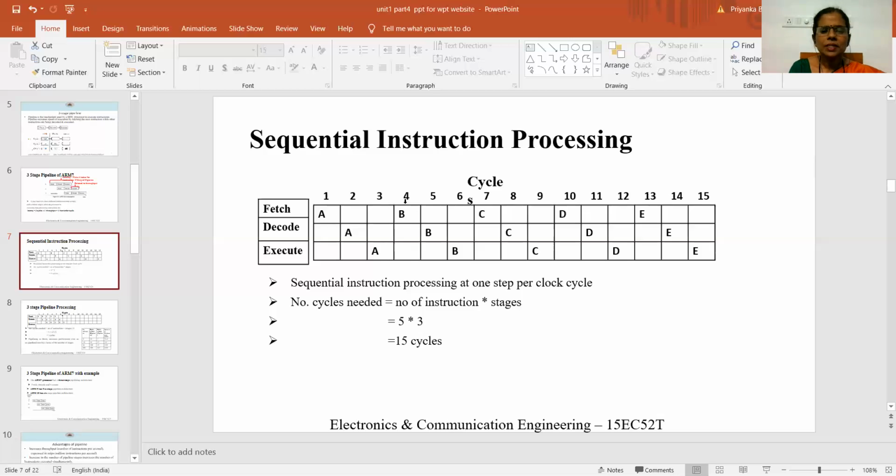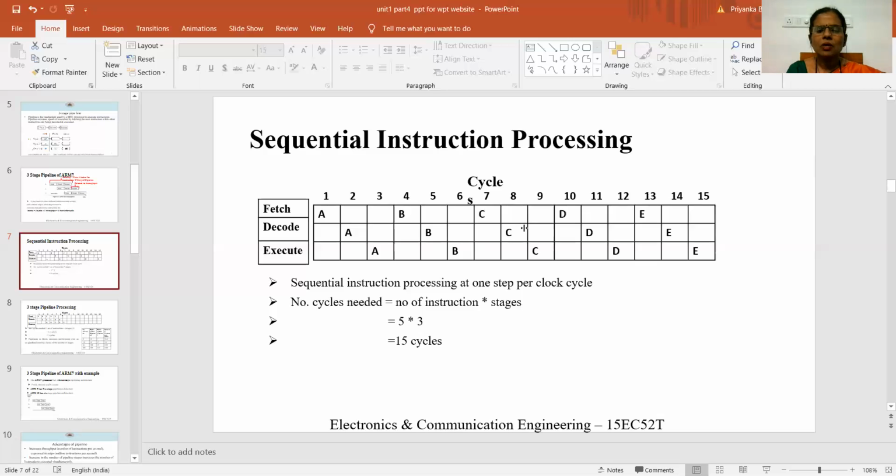The second instruction, that is instruction B, is fetched in the fourth clock cycle. In the fifth clock cycle, the same instruction B is decoded, and in the sixth clock cycle, it is executed. So after the sixth clock cycle, the execution of the second instruction is over. And the third instruction C is fetched in the seventh clock cycle, because 3 cycles are required for instruction A, and 3 cycles are required for instruction B. Now in the 7th cycle only we can fetch the third instruction C.